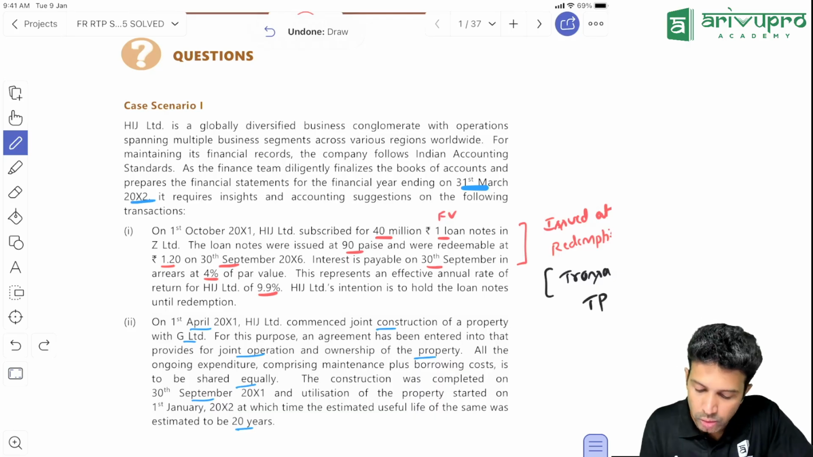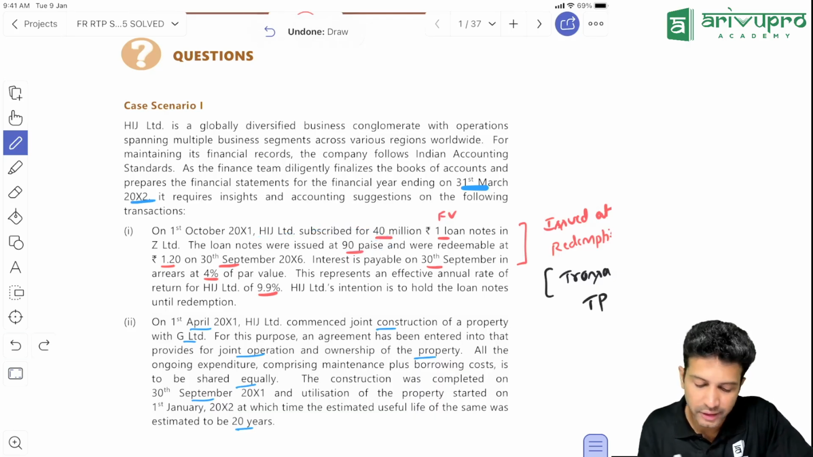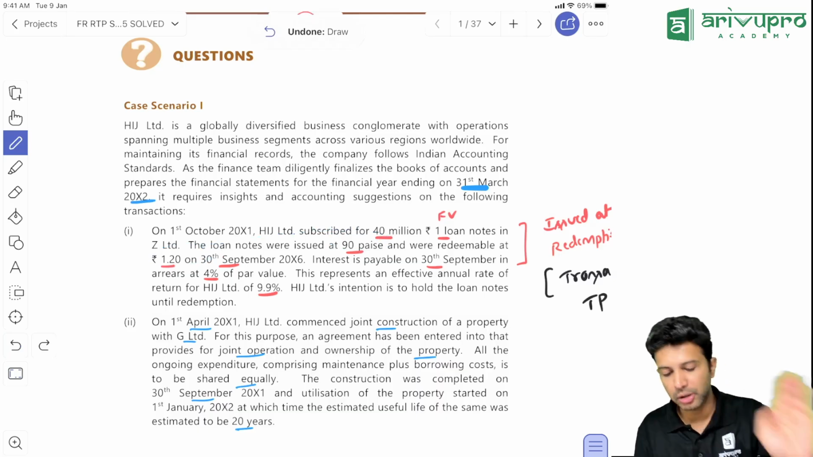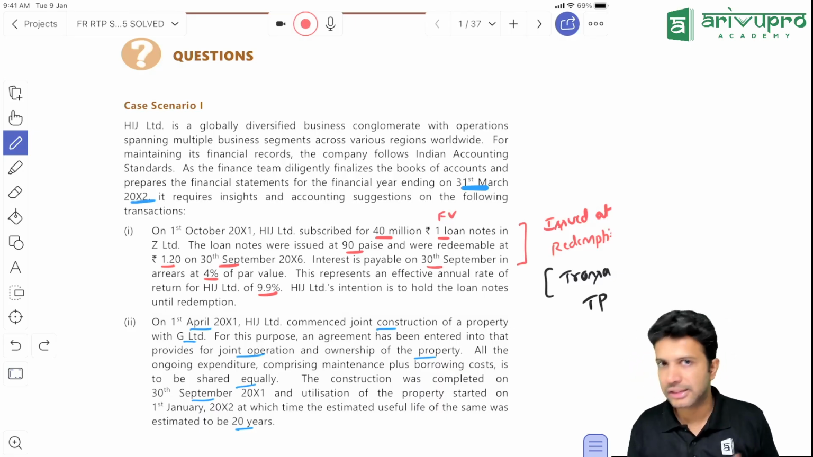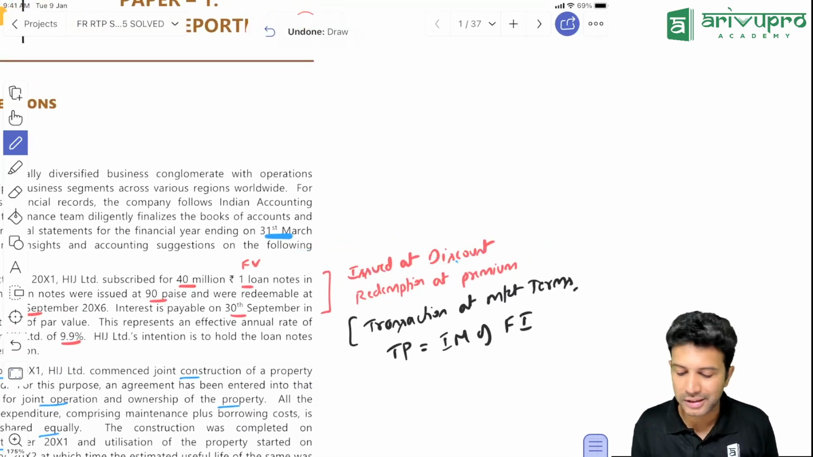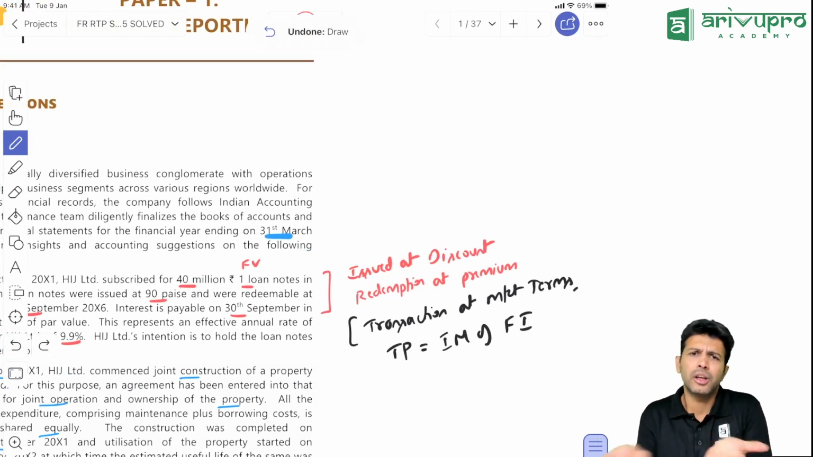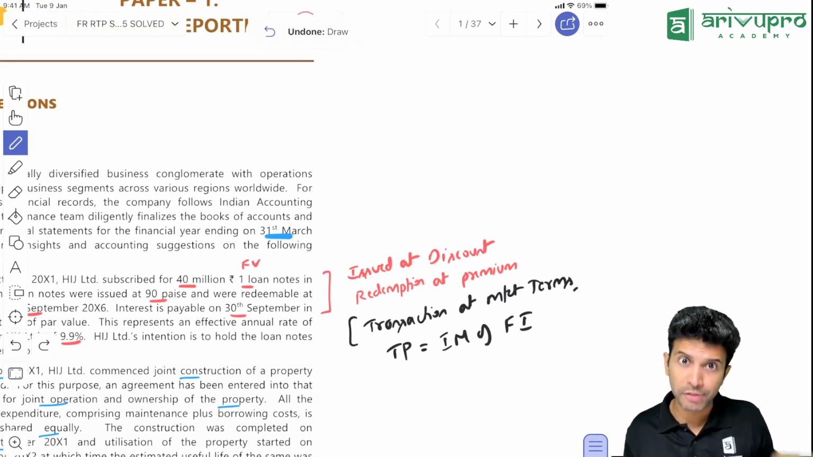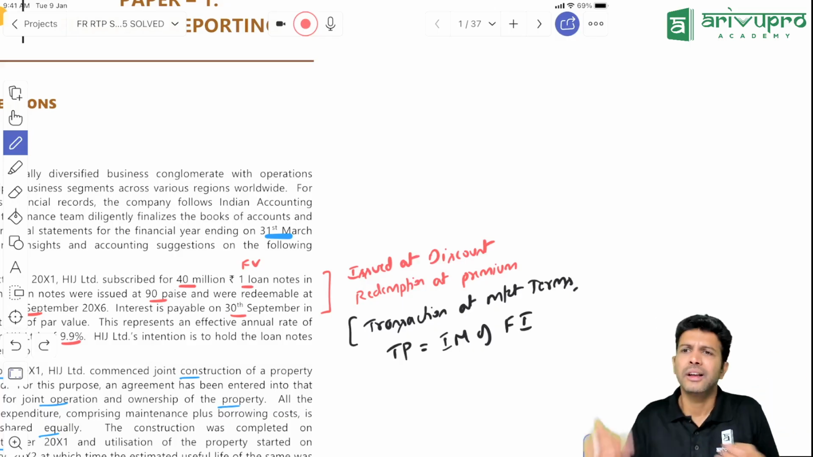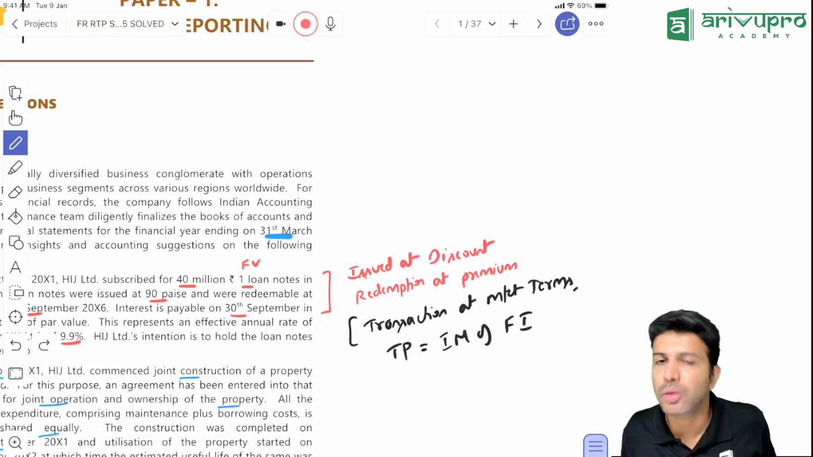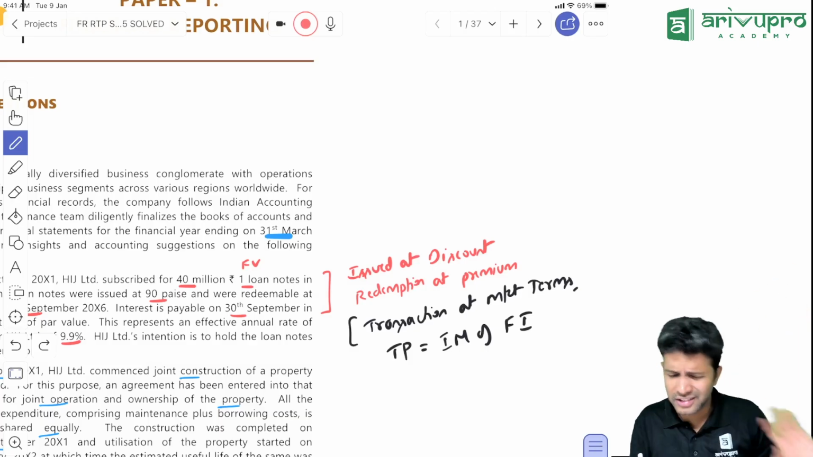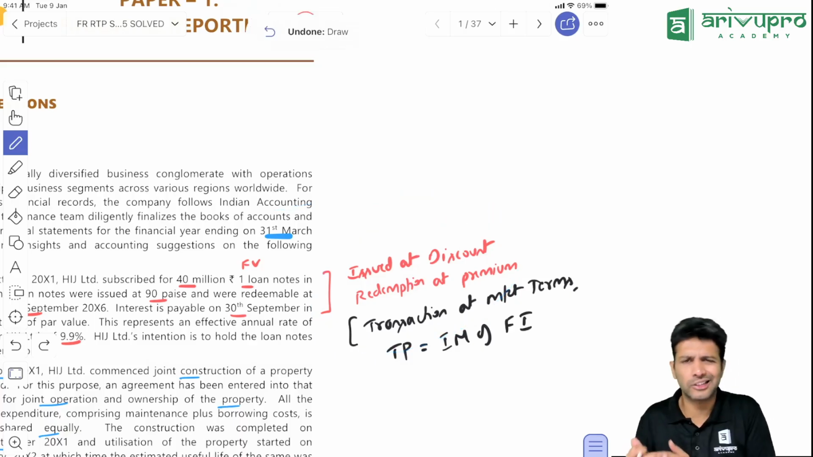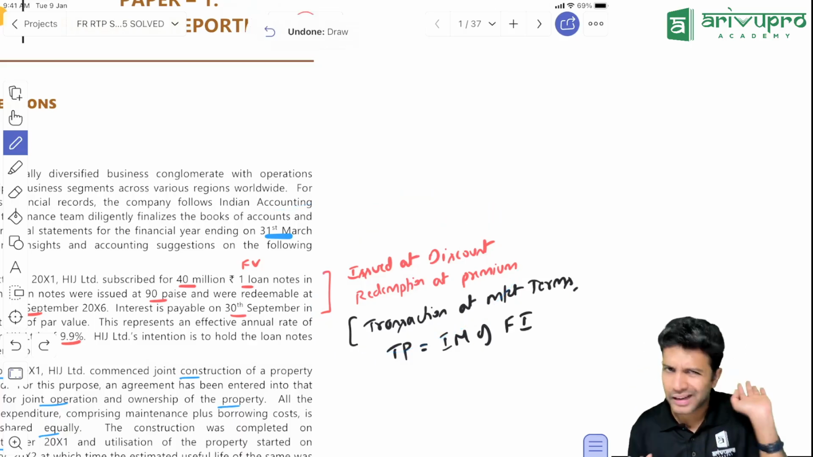The loan notes were issued at 90 paisa and are redeemable at 1.2 in September 20X6. So these loan notes, or debentures, are issued at a discount but redeemable at a premium. Now, can we say this transaction has happened at off-market terms? No. It is common for a company to issue debentures at a discount and also redeem them at a premium. All these are part and parcel of the normal transaction. So the transaction is at market terms only.